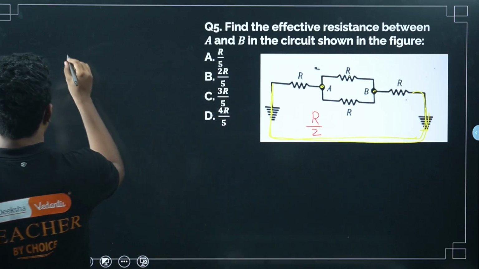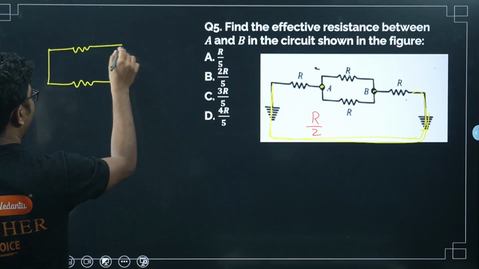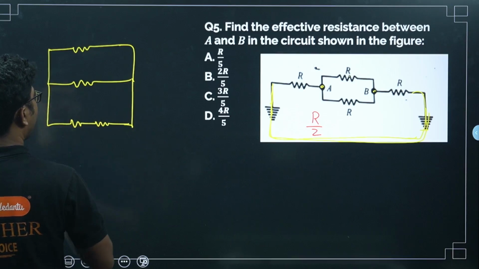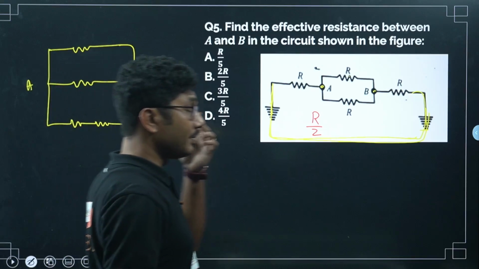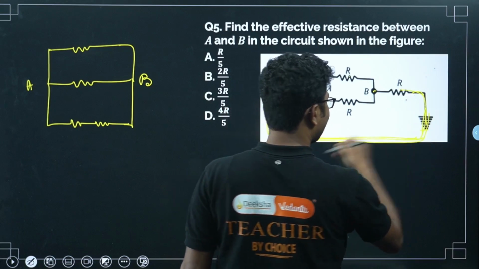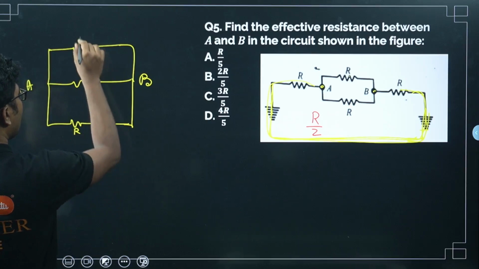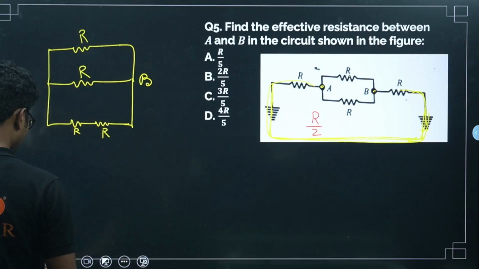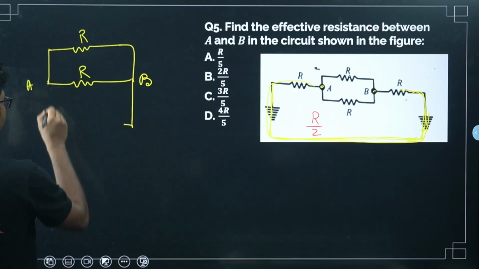So now if I draw this diagram, this arrangement will become like this. So these R and these R are basically connected in series, right? Now if these two R's are connected in series, this combination will then be connected in parallel, right? So R plus R is 2R. So simply I can write this as 2R.